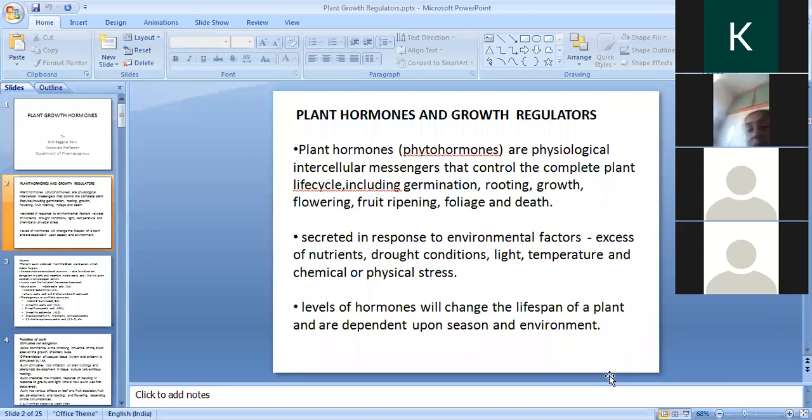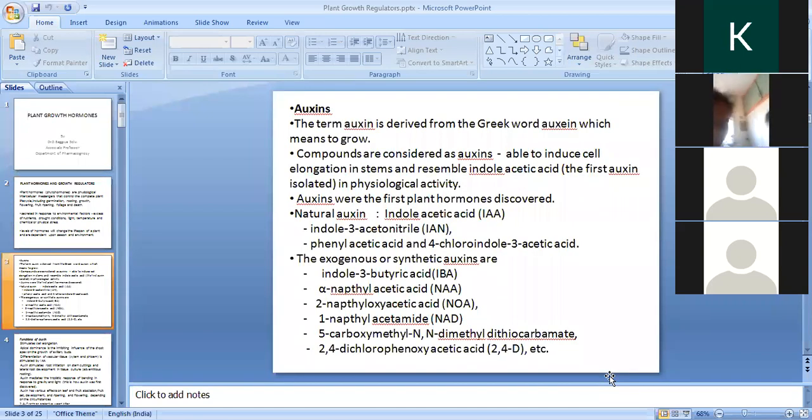So under that, there are five important plant growth regulators. They are the auxins, gibberellins, cytokinins, abscisic acid, and ethylene. These are the five important plant growth hormones. And apart from that, recently there are other plant growth hormones which have been discovered. They are the polyamines, salicylic acid, brassinosteroids, and jasmonates. So these are the things we have to see in detail today. And just we will brush up the yesterday's presentation.